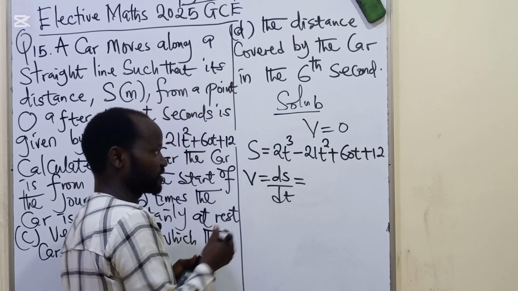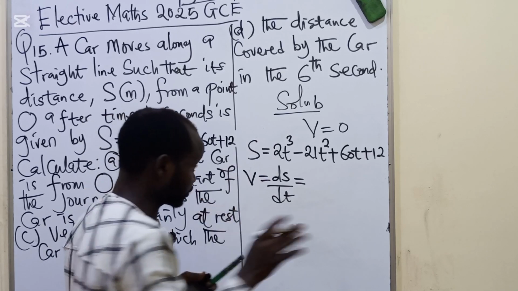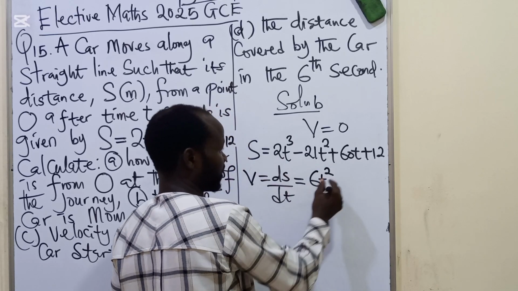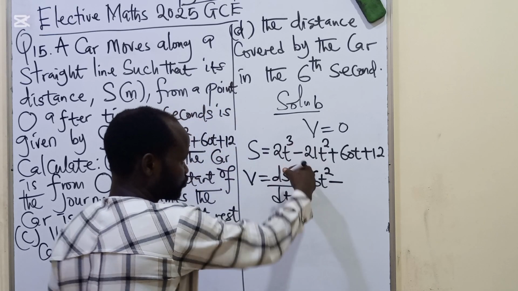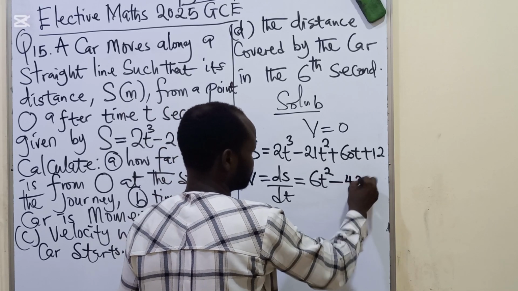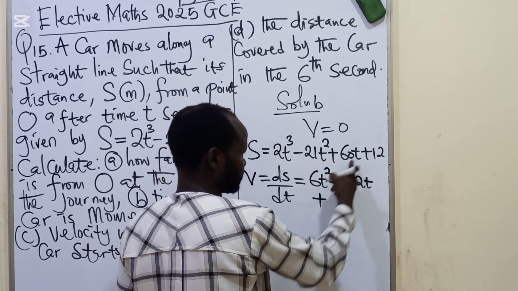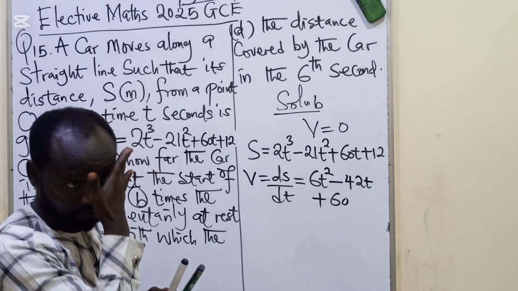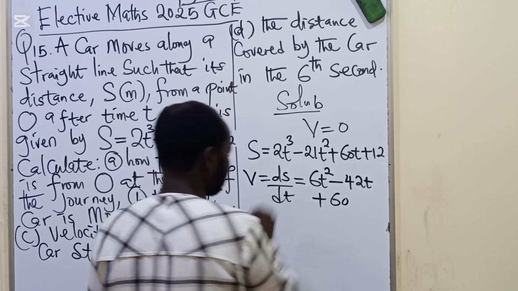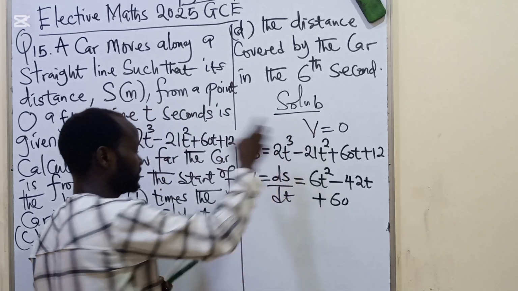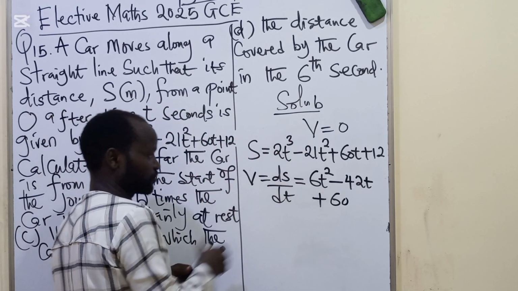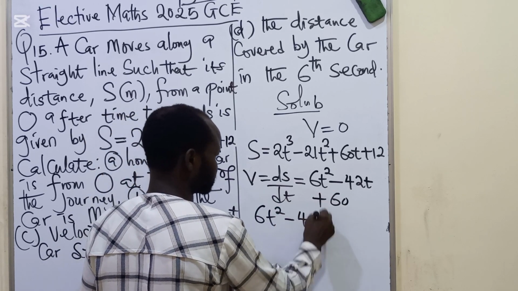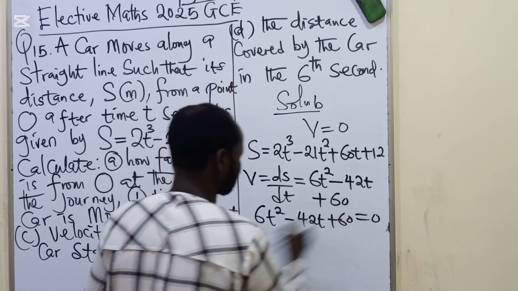Will now be, we differentiate this using the general formula of differentiation. So this 3 will drop down and multiply this. We have 6t squared, the power will reduce by 1, minus this 2 will drop down, 2 times 21, that will be 42t. Then plus, when we differentiate 60t, we have 60. The derivative of a constant 12, of course, will be 0. So this will be the velocity. And when the car is momentarily at rest, v is 0. So let's equate this to 0 and solve for t. 6t squared minus 42t plus 60 will be equal to 0.